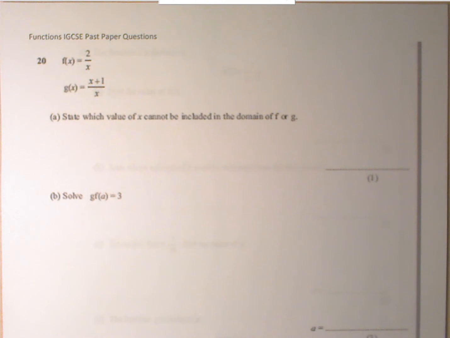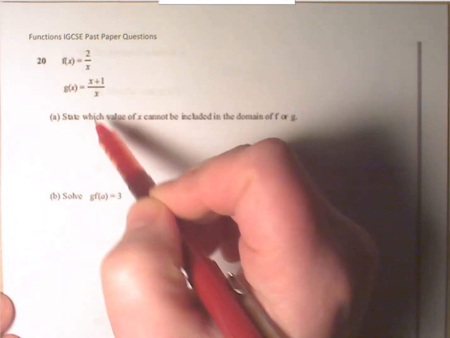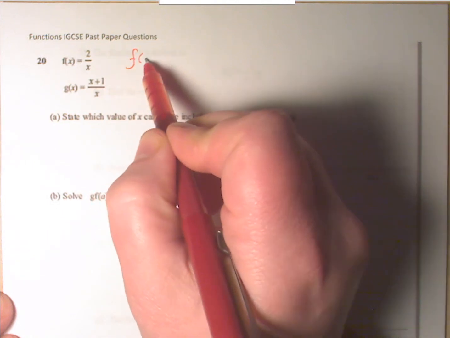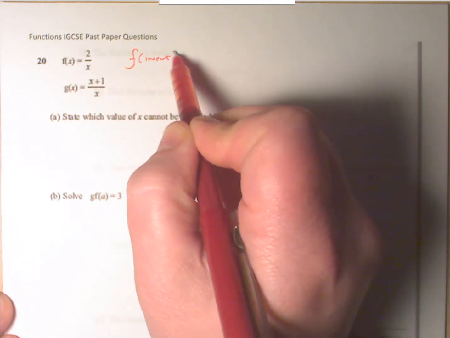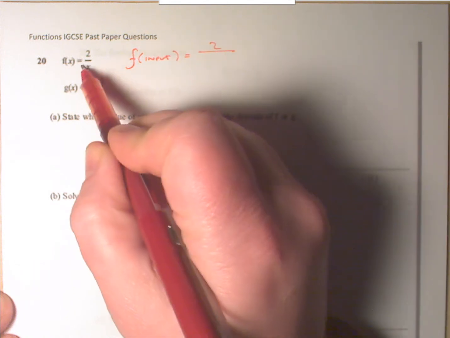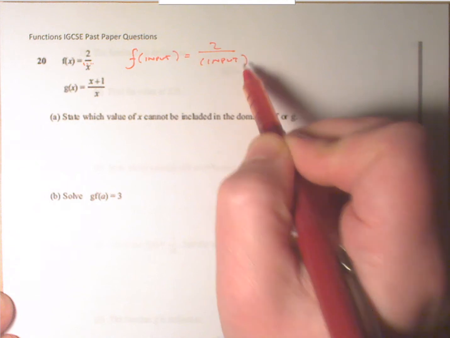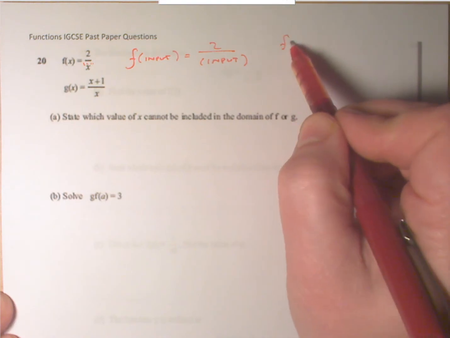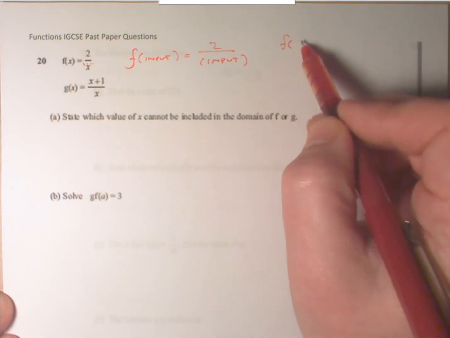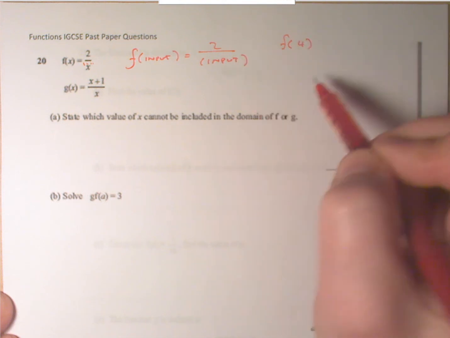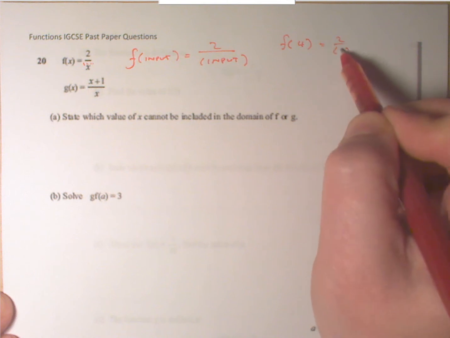Okay, so this is the first question in the functions booklet, and you can see we've got two functions, f and g. Really what this is saying to us is that we've got an f, we've got an input area, and where the x is here is where you put your input number. So for instance, if I was to do f of 4, I would get 2 over 4, which is a half.